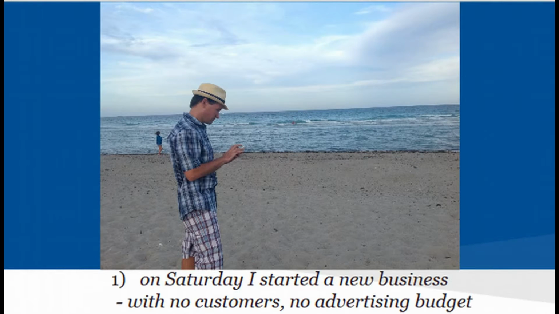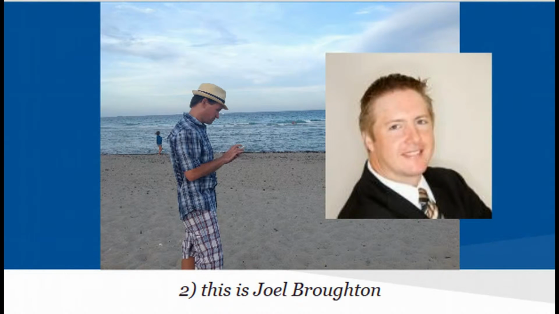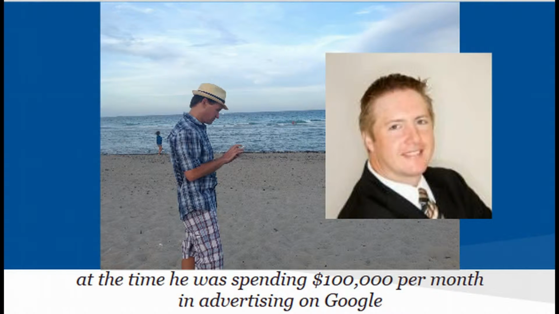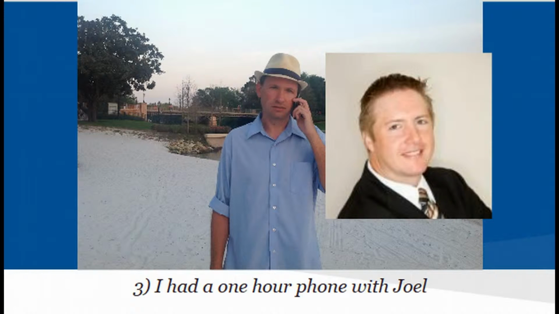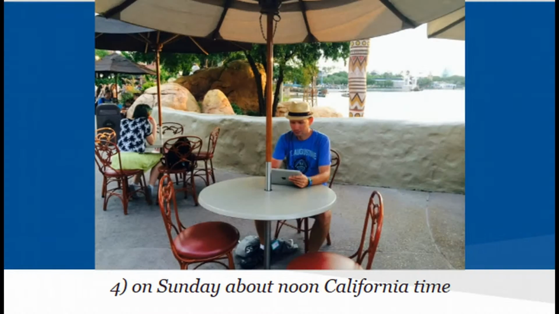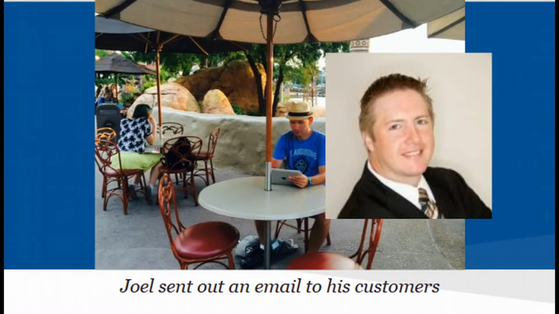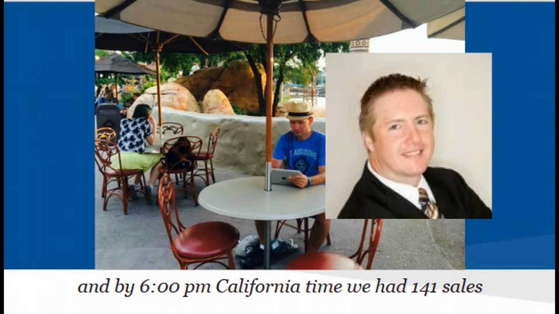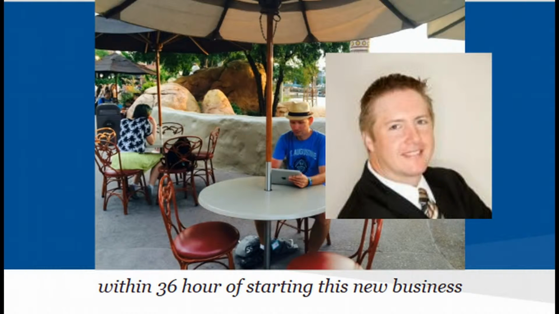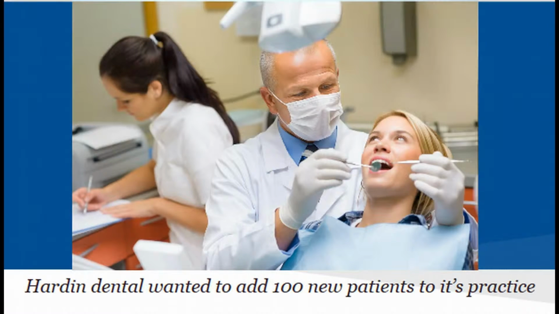Now, here's how I did this. First of all, at the time, it was on a Saturday, I started a new business with no customers and no advertising budget. Number two, this is Joel Broughton. He's one of my competitors, and at the time, he was spending $100,000 per month in Google advertising. Number three, I had a 1-hour phone call with Joel. Number four, on Sunday about noon California time, Joel sent out an email to his customers. And by 6 p.m. California time, we had 141 sales within 36 hours of starting this new business.